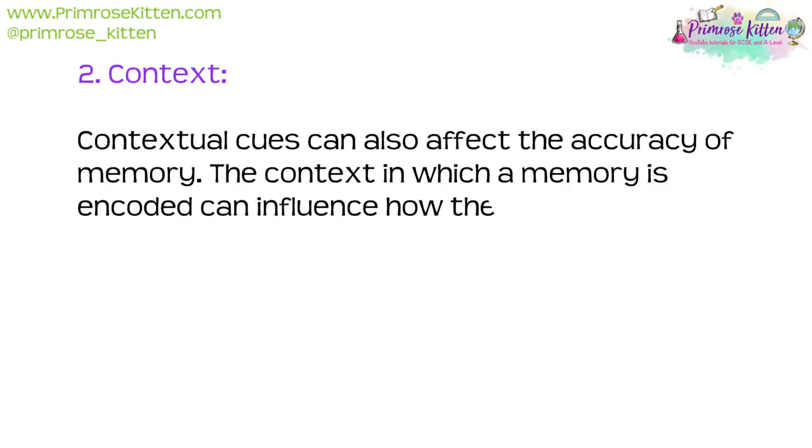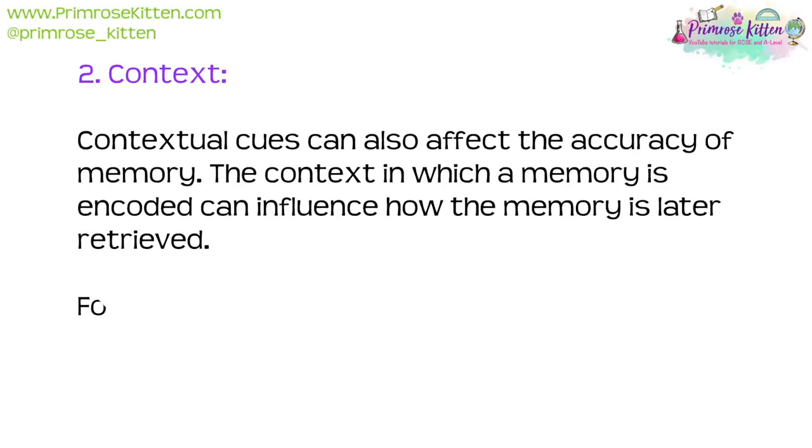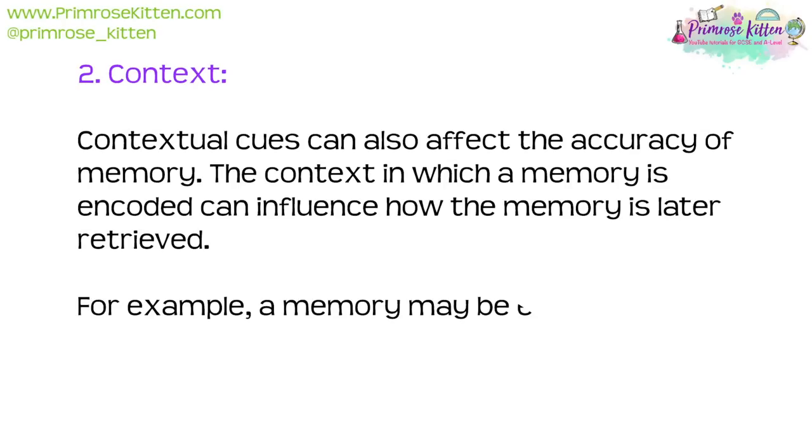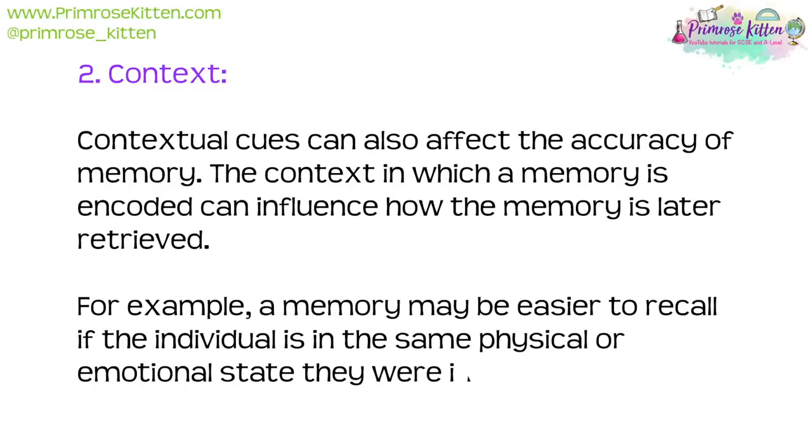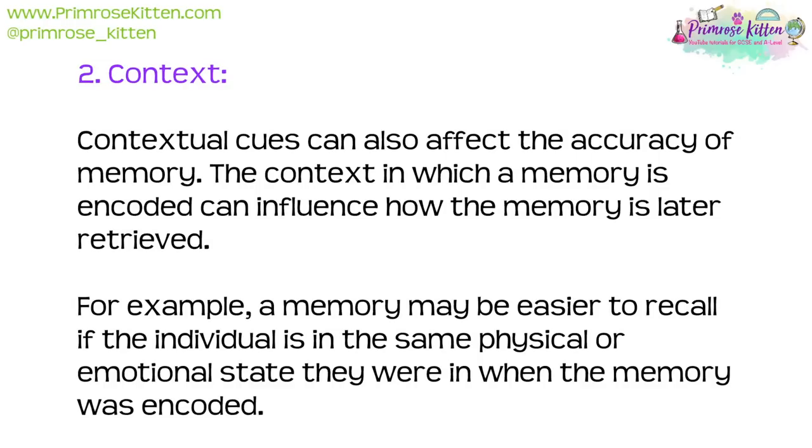Another factor is context. Contextual cues can also affect the accuracy of memory. The context in which a memory is encoded can influence how the memory is later retrieved. For example, a memory may be easier to recall if the individual is in the same physical or emotional state they were in when the memory was encoded.